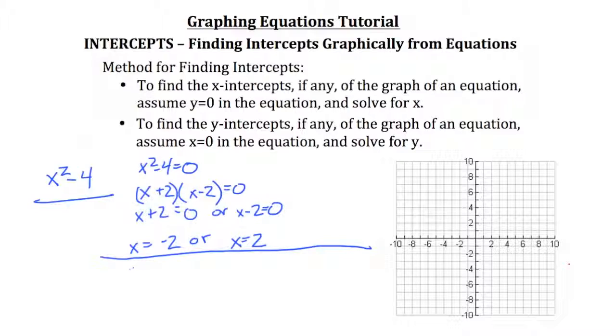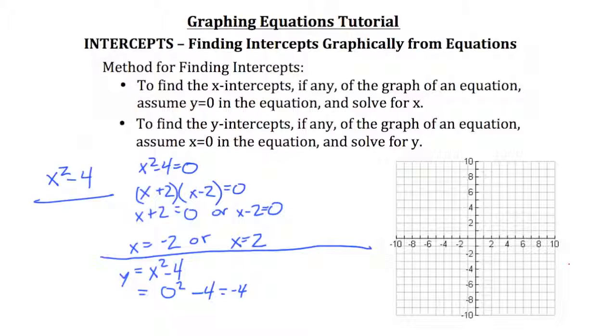To solve for y, we'll set the equation y equals x squared minus 4, and then set x equal to 0, so we have 0 squared minus 4, which would equal negative 4. So the equation has two solutions for x, negative 2 and 2, and when we solve for y we get negative 4, so the y-intercept is negative 4.